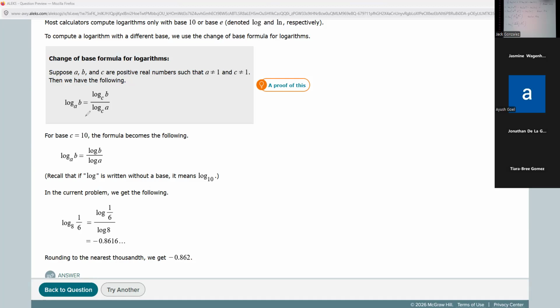Okay. But yeah, that's pretty much it. But any questions on this section? I'm gonna move on to solving the equations.